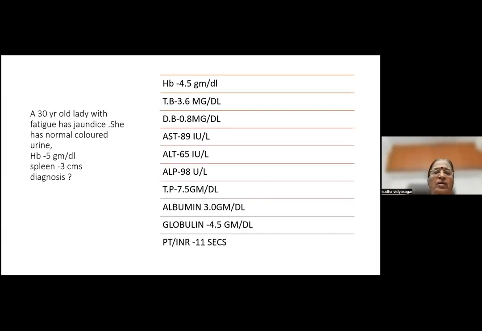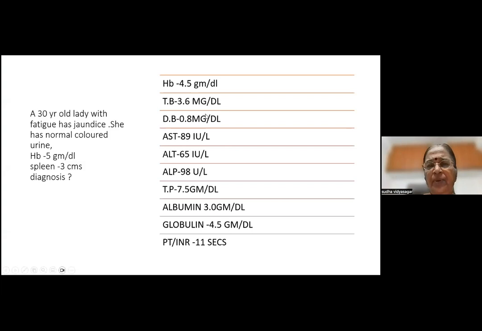Right. A 30-year-old lady with fatigue and jaundice. She has normal colored urine. Hemoglobin is 5. Spleen is 3. This is a very simple case. So what is this now? There's a huge clue there. The hemoglobin is very low, and then you've got hemolysis.